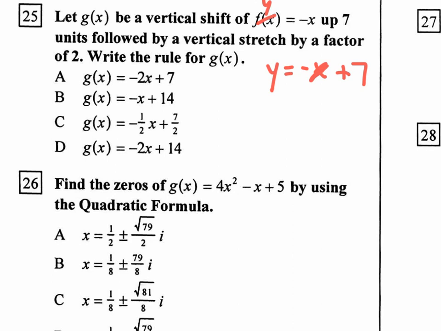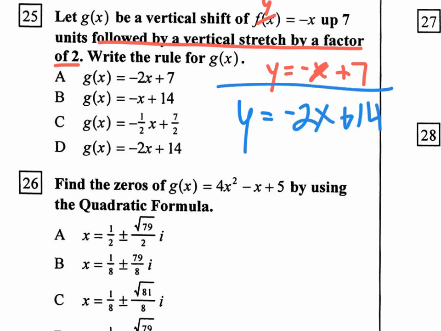So what else is next? It says followed by a vertical stretch by a factor of 2. Now remember, vertical means up and down. Which axis is up and down? The y-axis is up and down. So what does it mean when I do a vertical stretch? I need to multiply y, which is the entire thing, by the vertical stretch that they want us to give. So you're going to multiply the whole thing by 2. That's a vertical stretch of 2. So you're really going to have y equals negative 2x plus 14. And that would be your answer right there, negative 2x plus 14, which is D.